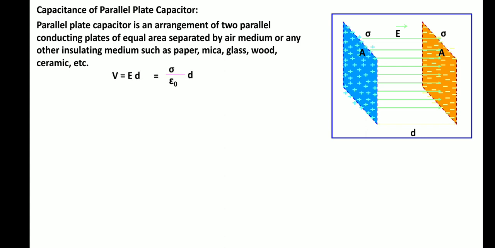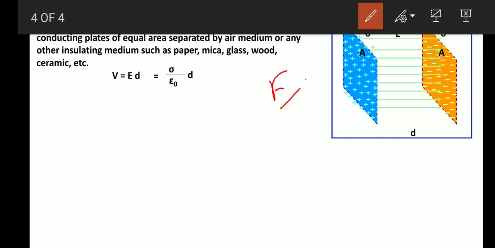The potential between the two plates is V is equal to ED. Then E is nothing but the electric field intensity between the two plates. That we discussed in Gauss law, the application of Gauss law. The electric field between the plates is sigma by epsilon naught, that is E is equal to sigma by epsilon naught. That is the value of electric field intensity at the midpoint, or inside the parallel plates.